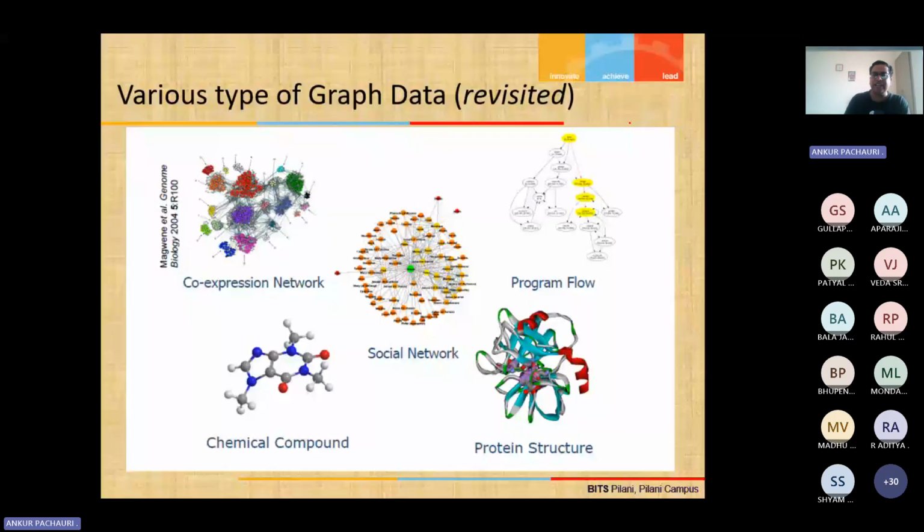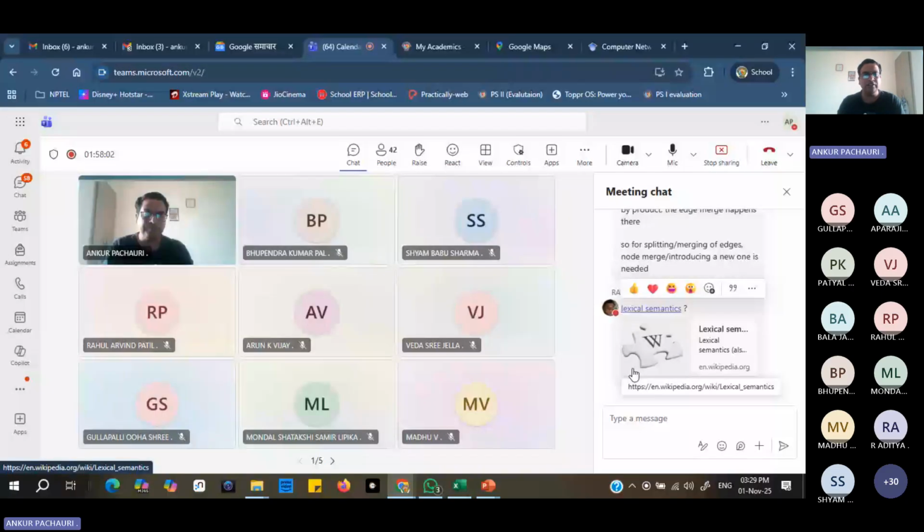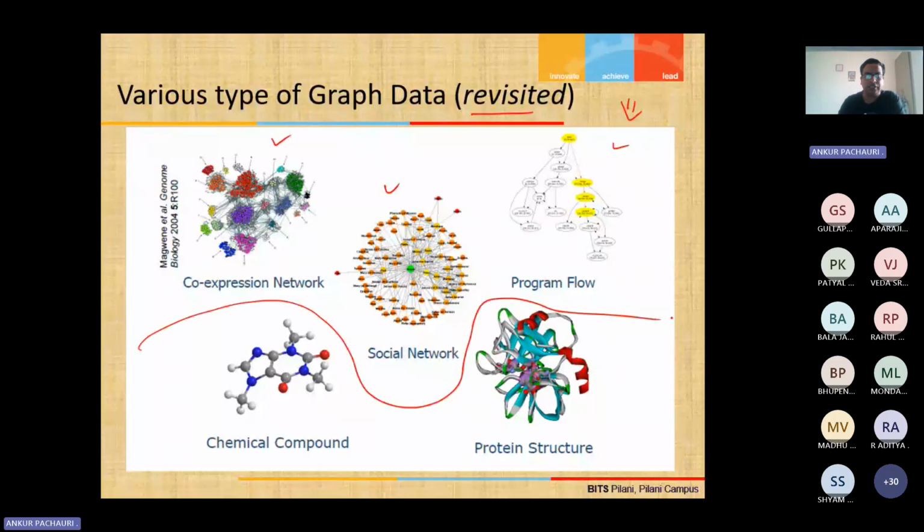Had I explained this diagram? I'm not remembering it. If I have, then I can skip it. If not, then I'll have to devote around 5 to 10 minutes on this slide. Please confirm. This slide, various types of graph data, was revisited. Okay, fine. So just for the sake of completeness, this one is a single large graph, this one a single large graph, this one a single large graph, and these are multiple graphs, a large number of small graphs.